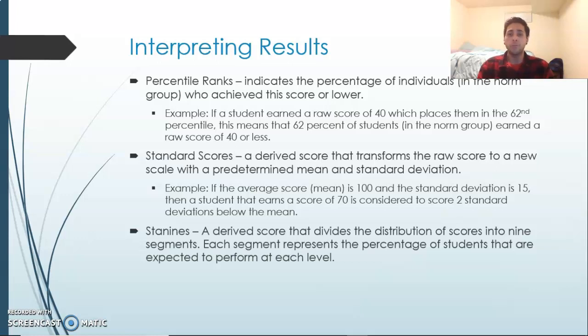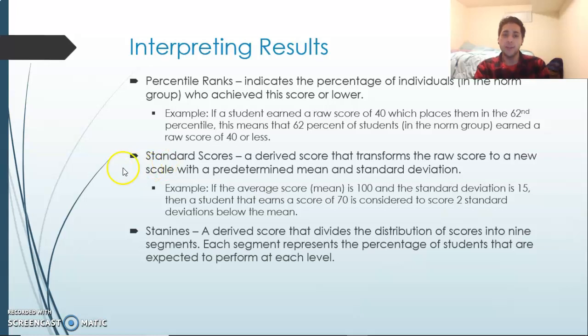Percentile ranks are scores that indicate the percentage of individuals within a norm group that achieved that specific score or lower. So if a student earned a raw score of 40, which has placed them in the 62nd percentile, this means that 62% of students within that norm group earned the raw score of 40 or less. So with this, it's important to pay attention to that 62% of students have earned that score or less. It's not saying that the student in the 62nd percentile received a 62% as a score, but it's more in relation to that student's score with other student scores.